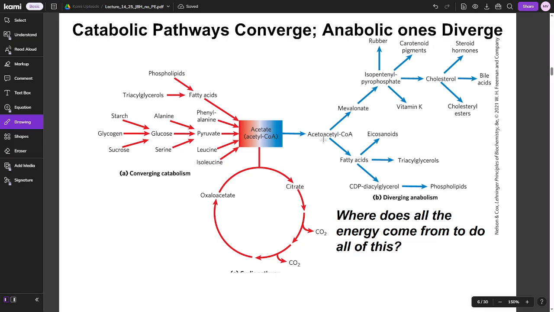So the idea here is that catabolic pathways are breaking down things to turn to energy, so they all funnel into these energy molecules, right? While anabolic ones use those energy molecules to create other things. So ATP, for example, is used for other cellular processes in your body, or to make proteins, or to make sugars, or to make lipids, stuff like that.